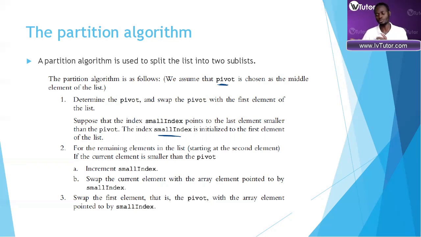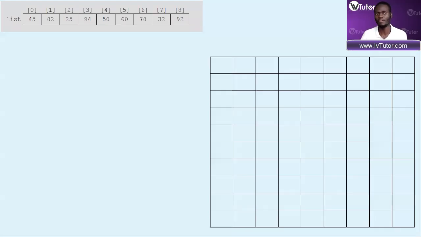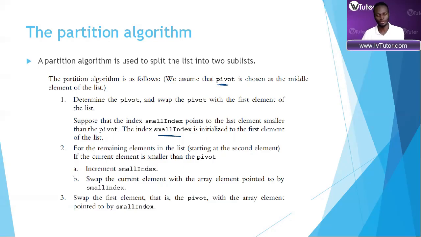But we are going to be using the pivot, which is what we then use to partition, using also what is referred to as the small index. So a pivot is a value that we pick from the list, and at the end of this partition algorithm, the end result is that we want all numbers or elements that are less than the pivot to be sitting on the left side of the pivot, and all items that are greater than the pivot to be sitting on the right side of the pivot.